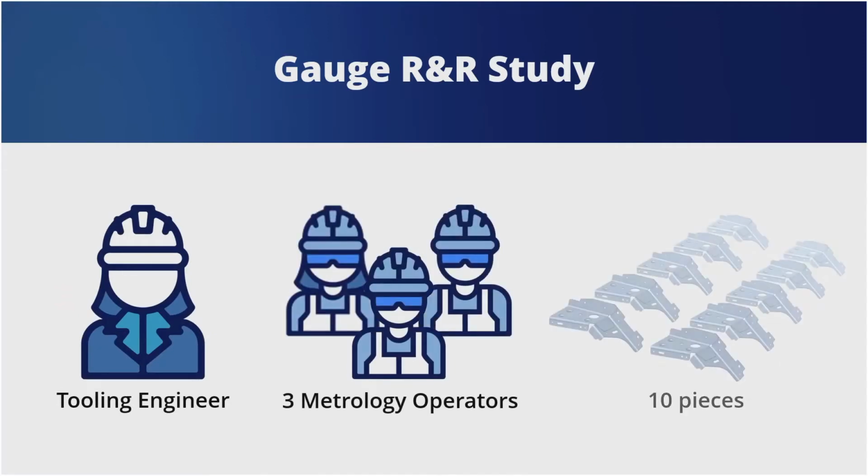Let me provide some context here for those of you who are not familiar with Gauge R&R studies. The preparation is similar to the repeatability study, except that we use 10 different parts measured 3 different times each by 3 different operators.